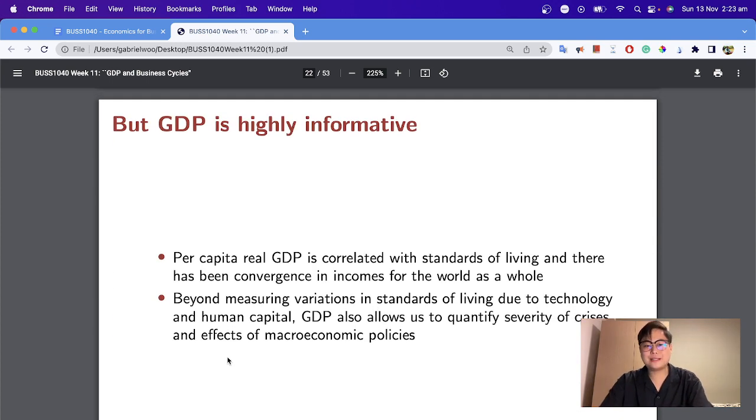But overall, GDP is highly informative. Per capita real GDP, real once again because you want to take out the effects of inflation, is correlated with higher standards of living. Generally, there's a really high correlation between high GDP and high standards of living, and low GDP and low standards of living. A higher GDP refers to more economic activity, which usually correlates to richer people with high purchasing power parity, leading to better quality of life.